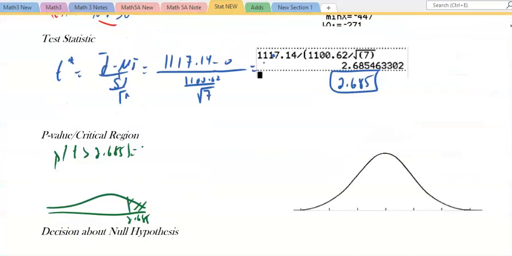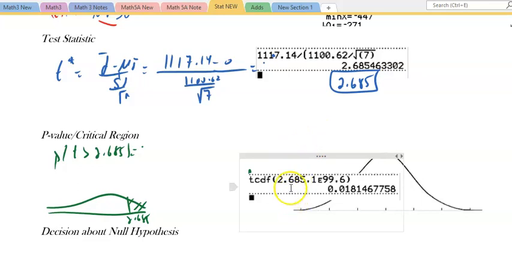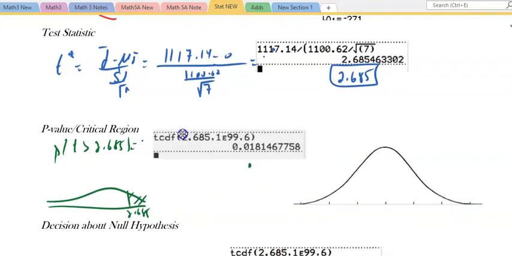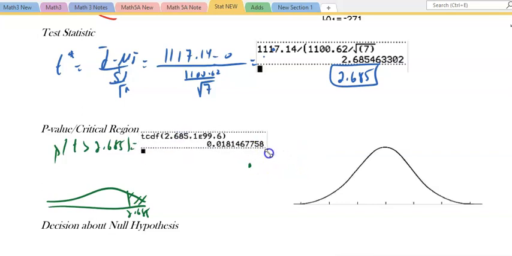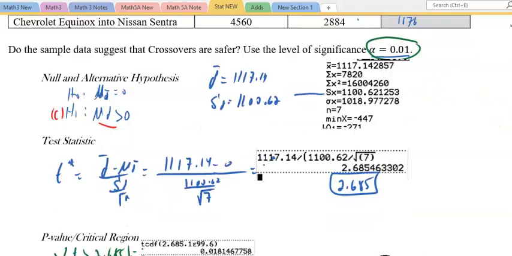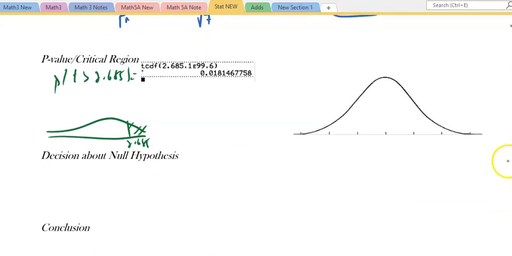And I get that probability to be 1.8%. Remember, they changed, it's not 5% in this case. They made alpha here equal 1% only. So we would pretty much fail to reject the null hypothesis.